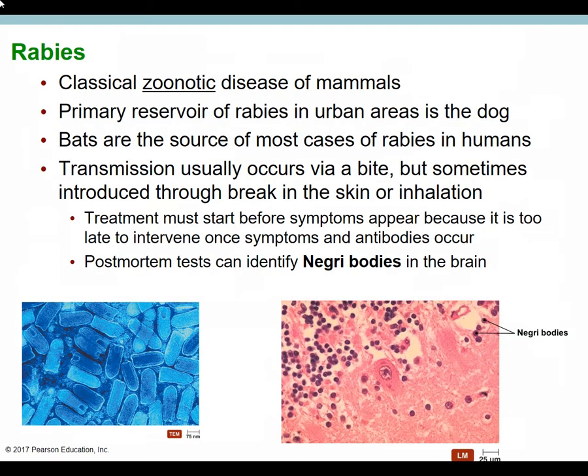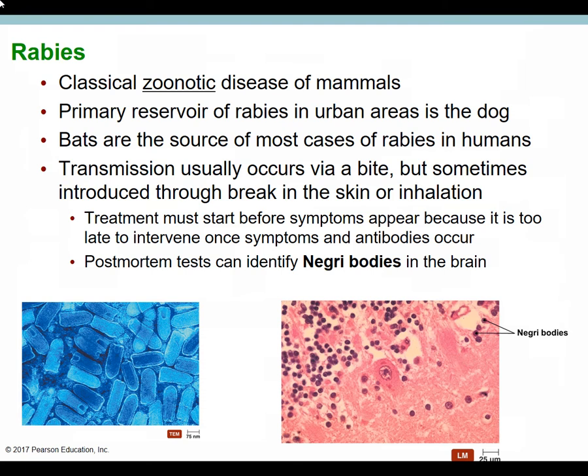So like I said, it's a zoonotic disease, meaning it's passed from animals to humans. The primary reservoir in the city would be dogs, although a bite of a bat is often how you get it. You can get it from a bite of a dog as well. If you get bitten by a dog or a bat and they can't find the animal, then they'll probably start treating you for rabies, because if you don't have it, there's no harm. But if you do have it, you must get treatment before symptoms start to appear. Once symptoms start to appear, it's too late to do treatment.